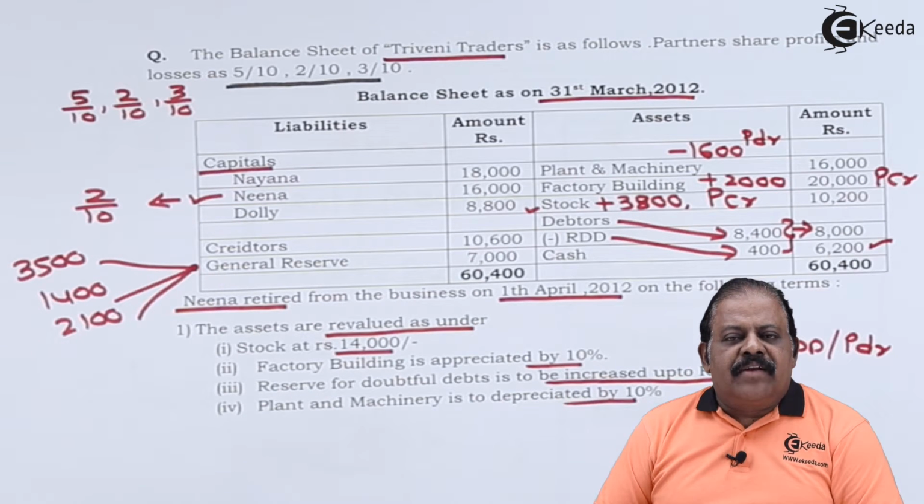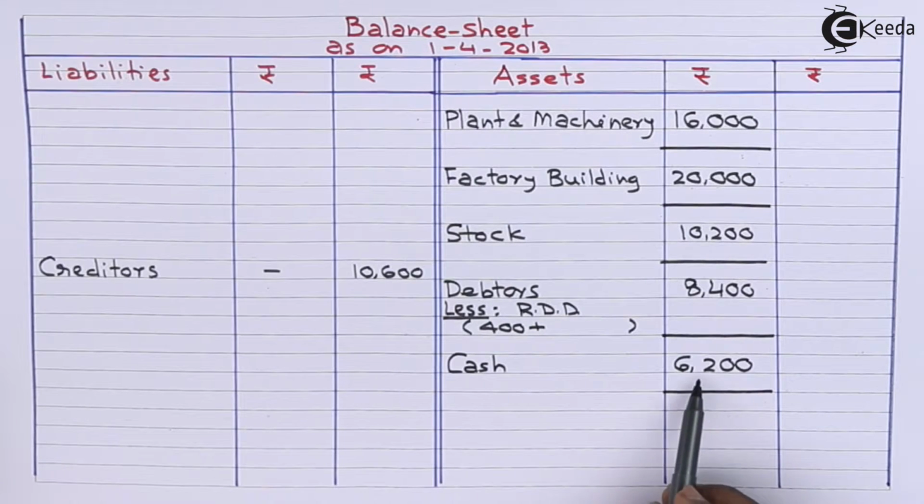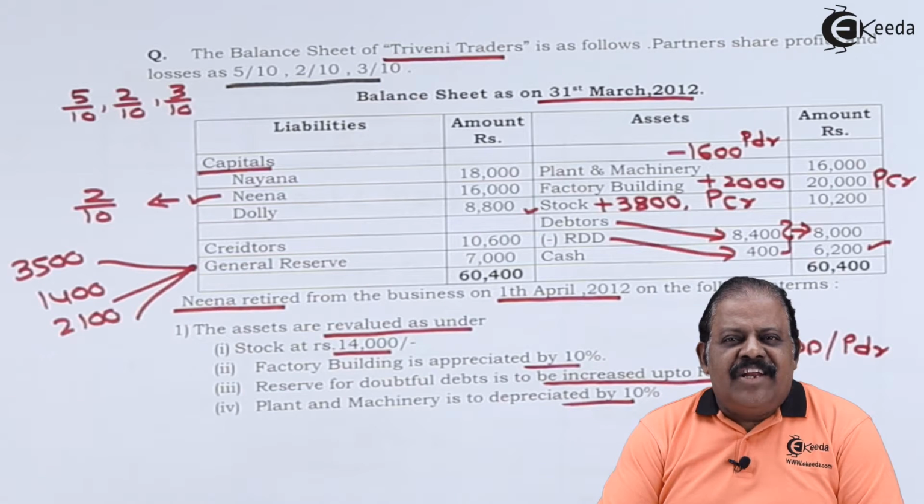There is an adjustment on cash. It will be recorded in the inner column in the new balance sheet. Balance sheet asset side, cash, inner column 6,200. We have completed the items in the balance sheet. Let us proceed to the adjustments.